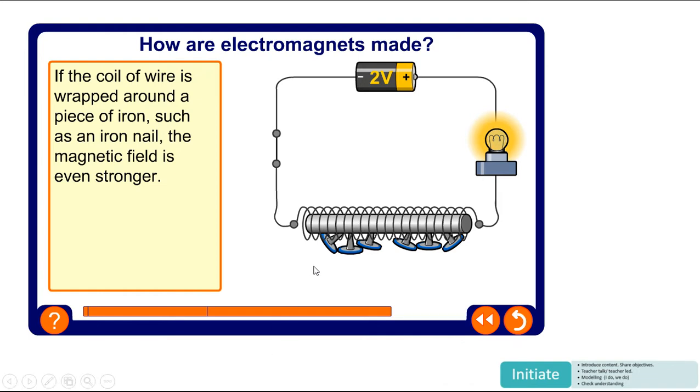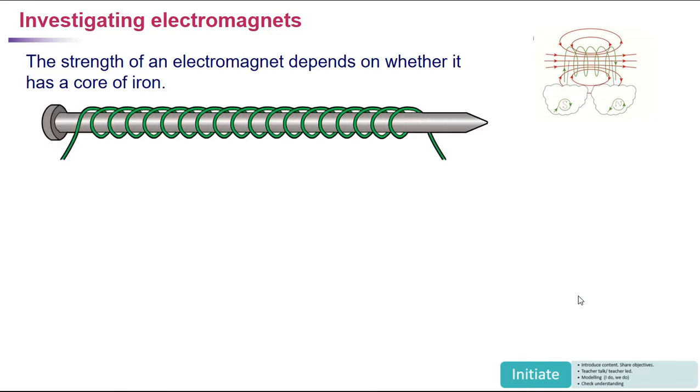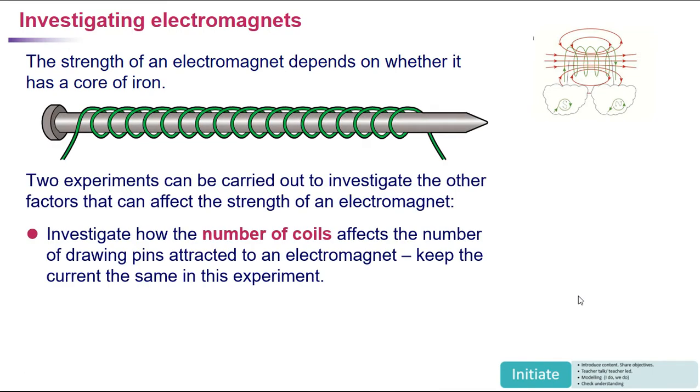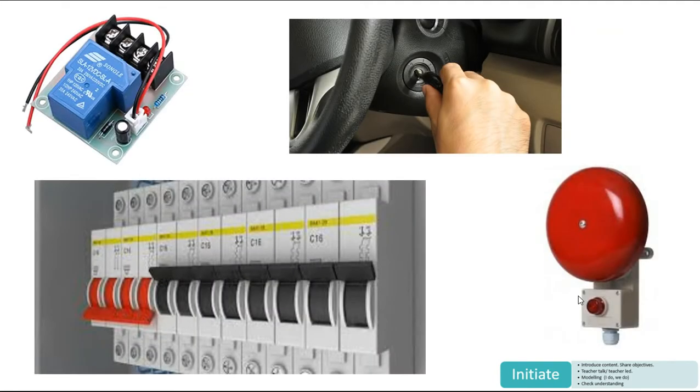Now also note that an electromagnet is strongest at its poles. That's where most of the strength is, same as a bar magnet. We talked about this in the last lesson, and that's how we can affect its strength: by adding more coils or increasing the current. Now, why do we need to know this?